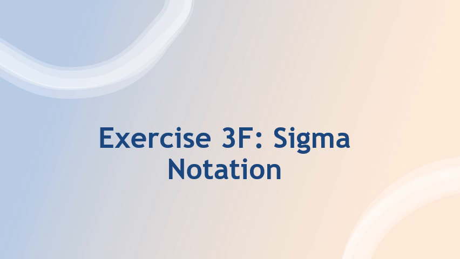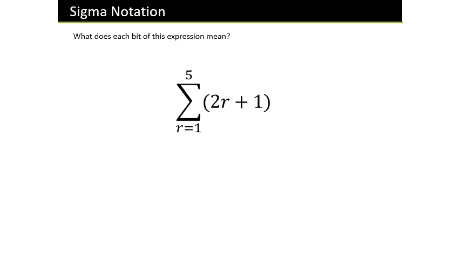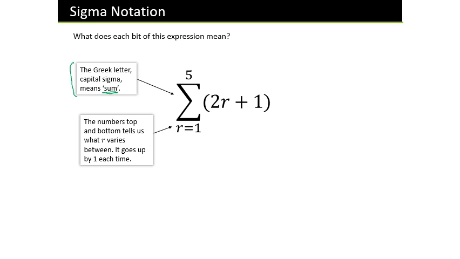Okay, year 12. So in this video, we can look at exercise 3F, which is on sigma notation. To start off with, it's really important that you know what each bit of this expression means. The first thing you need to know is this Greek letter is capital sigma, and it means sum of. So when you see sigma, it means you are summing a series together. The numbers at the top and the bottom tell us what r varies between.